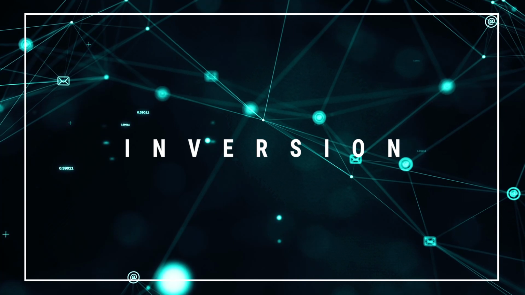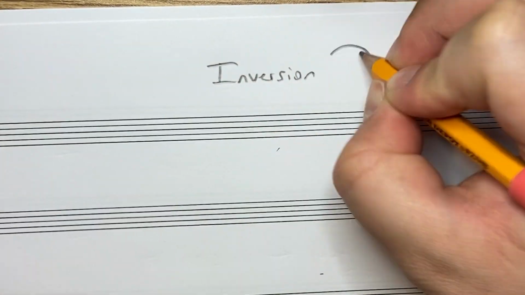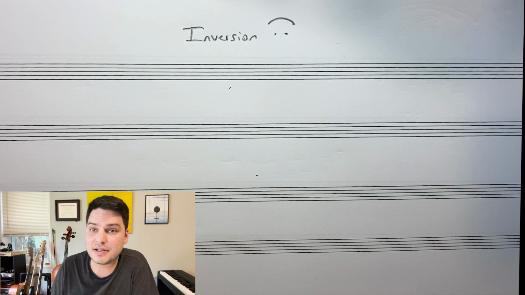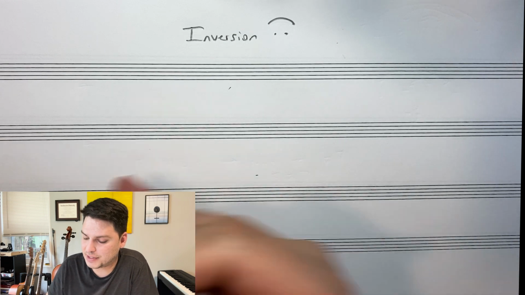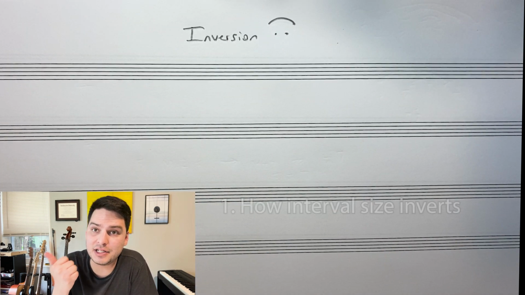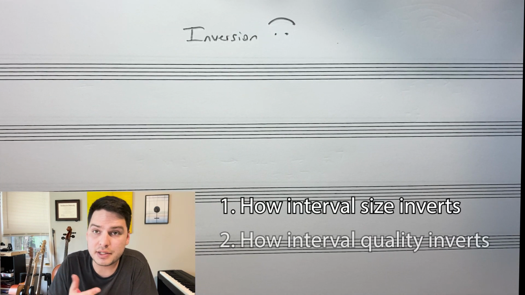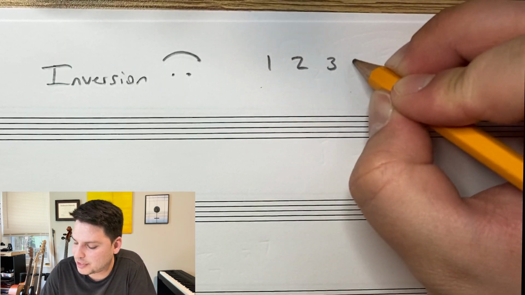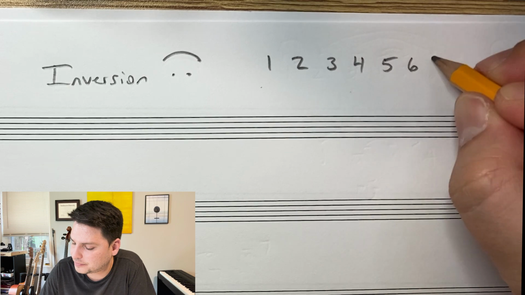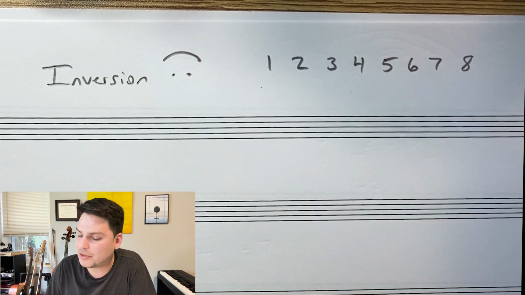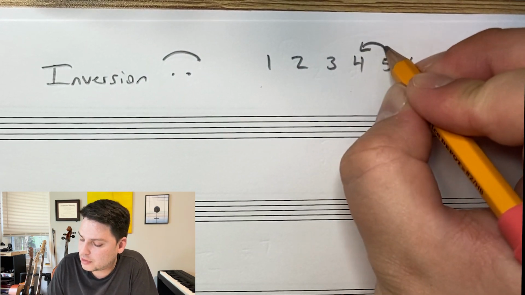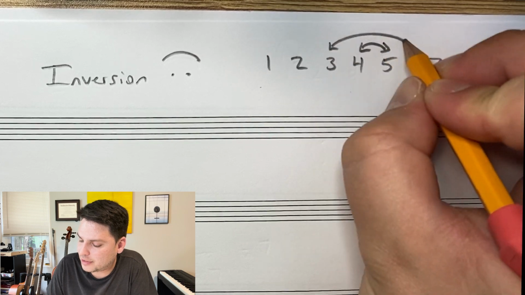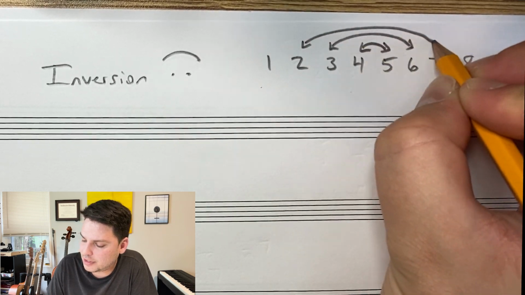And one thing that's going to help us to be able to do this even more efficiently and quickly is inversion. So let's now talk about interval inversion. Inversion is actually really easy to understand once you know these 2 things. So we have to understand how interval size inverts and how interval quality inverts. So the way that it works is like this. If we write down all of the possible interval sizes, 1 through 8, then we can figure out how to invert these. So 4 would invert to 5, 3 inverts to 6, 2 inverts to 7.